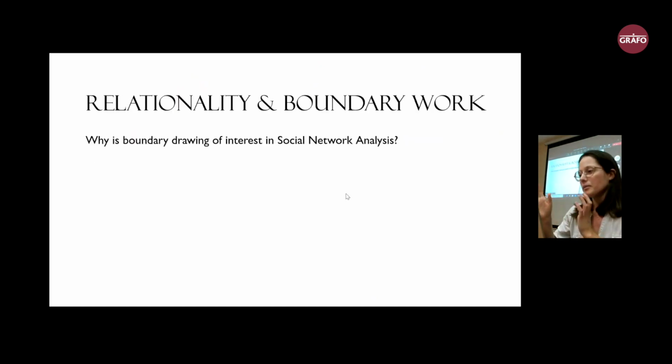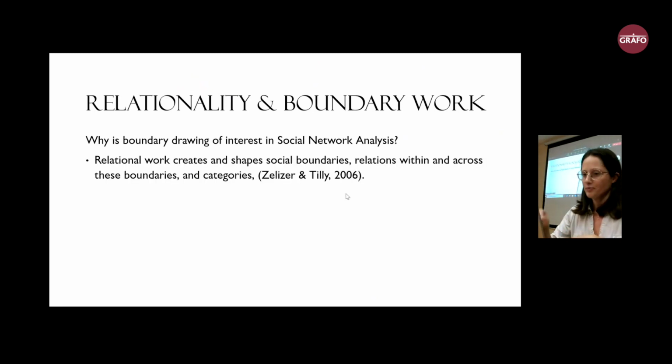I've talked about this a little bit, but to try to clarify: what is the link between boundaries and relational work? Why is boundary drawing of interest in social network analysis? On the one hand, we see that relational work, which is the establishment, maintenance, reshaping, and sometimes termination of interpersonal relations, creates and shifts social boundaries, relations within and across the boundaries, and also meaningful categories that distinguish people on both sides of the boundaries.